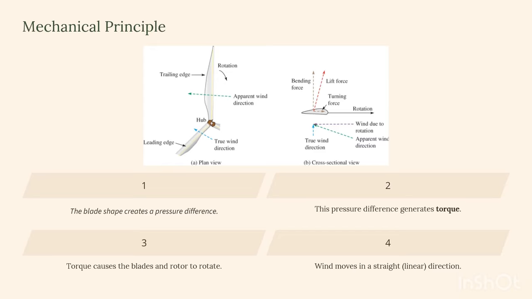Torque is the key mechanical factor that causes the blades and rotor to rotate. As long as wind is present, torque continues to be generated and the turbine keeps rotating.